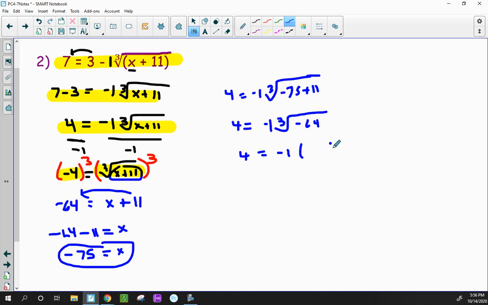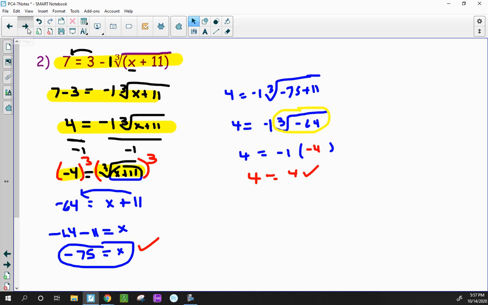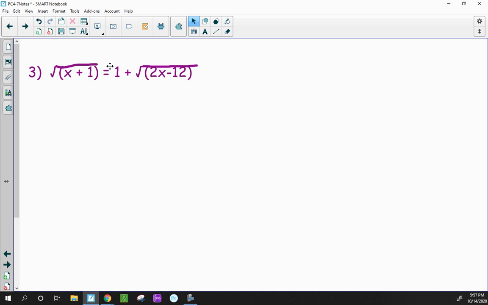And then this part right here, the cube root of negative 64 is what number times itself 3 times is negative 64? And that would be negative 4. And so now the check is showing -4 is equal to -4. So that did work. Negative 75 is the right answer. I got it. Okay, number 3.